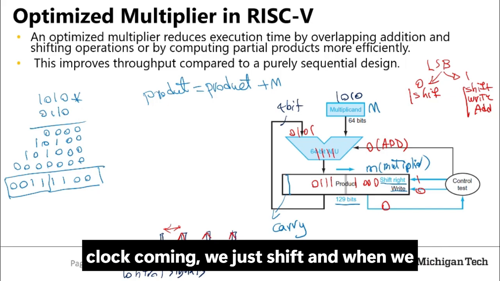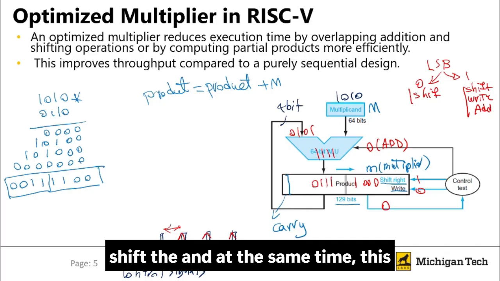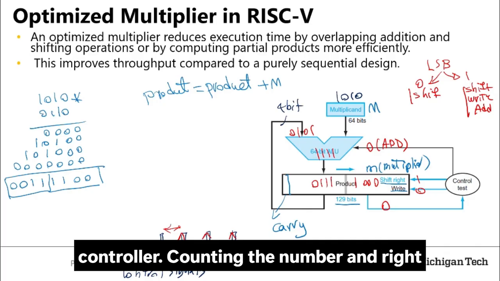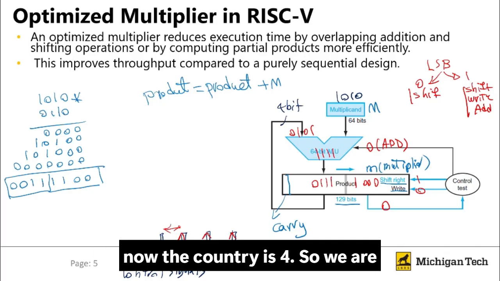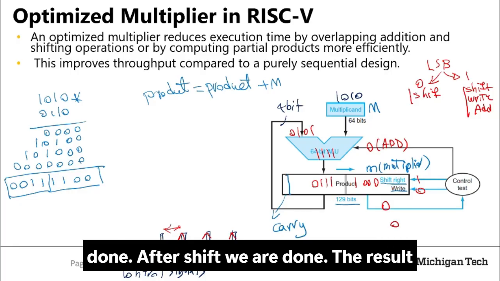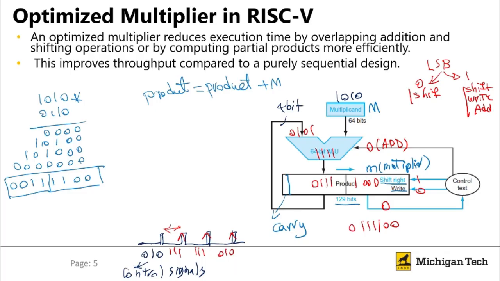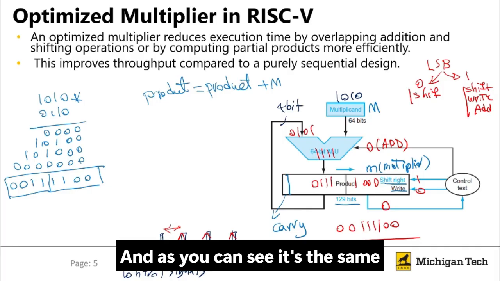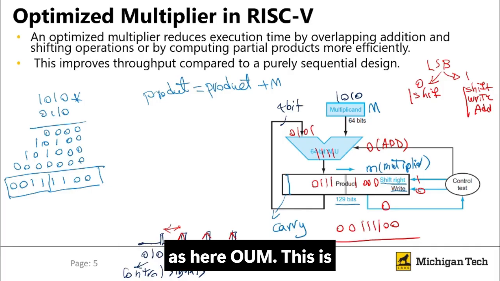When we shift, at the same time this controller is counting the number. And right now the counter is 4, so we are done. After the shift, we are done. The result is this. And as you can see, it's the same as here. So this is the 4 bits.